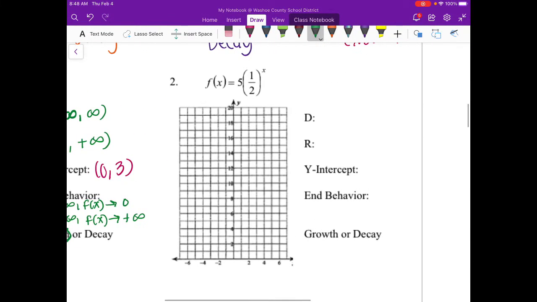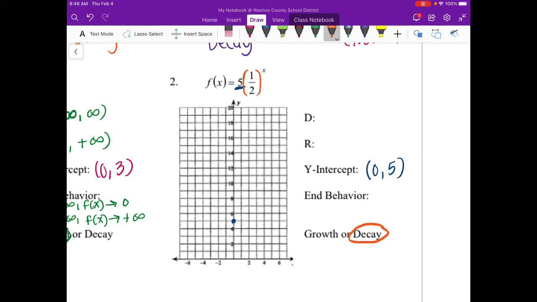Using that information, again, this number in front of what's being raised to the power represents your y-intercept. So that's at 0, 5. So I can start by graphing that here. The quantity being raised to the x power, that's going to tell me growth or decay because that is a fraction less than 1 and there is no negative. This is going to be a decay.